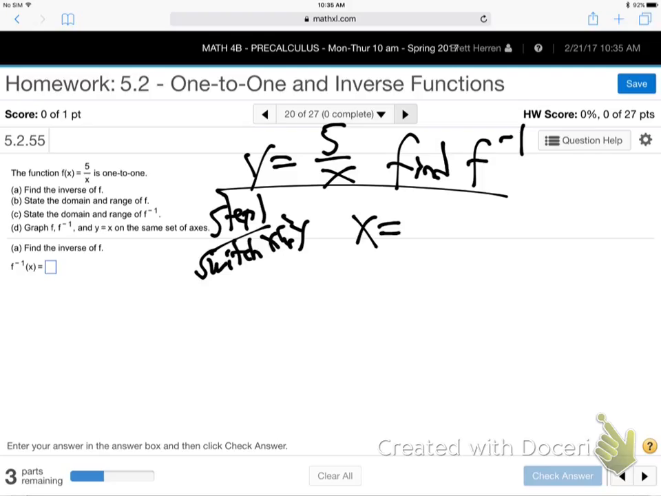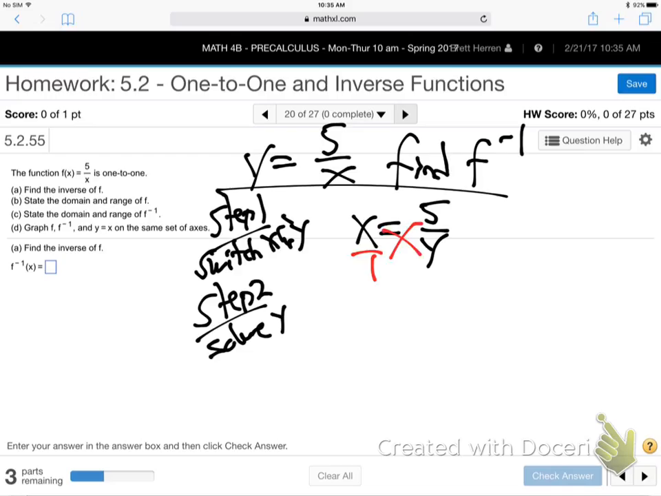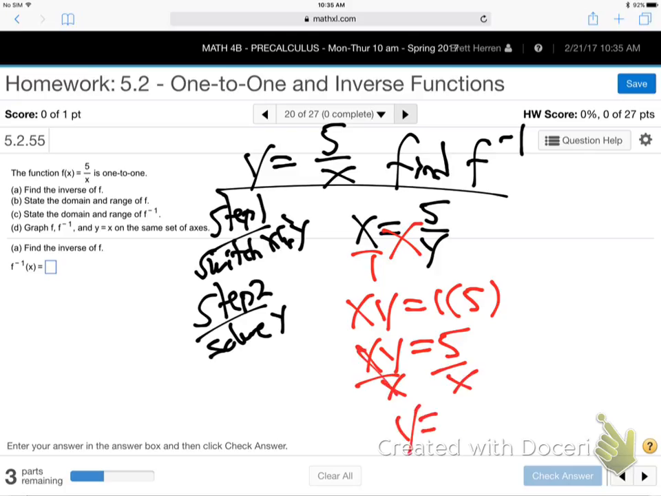Switch x and y, like so. Step 2. Solve for y. How do you solve that for y? A lot of things you can do. I would just put this over 1 and go diagonal. Cross multiply. Whenever I just have one fraction on one side and a whole number, just put it over 1 and then cross multiply, right? x times y is 1 times 5, meaning x times y is 5. How do you finish solving for y now? Divide by the x. y is 5 over x.